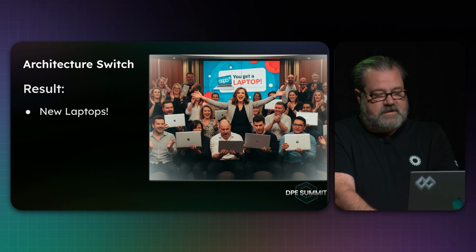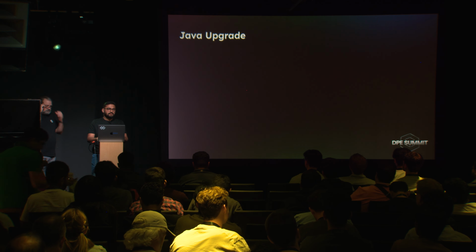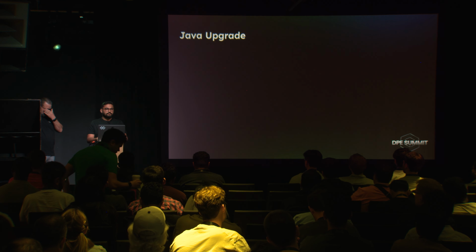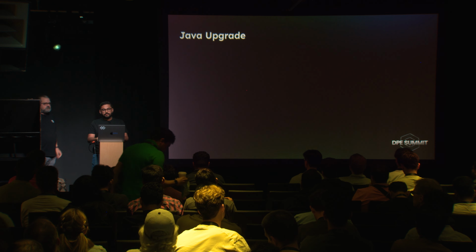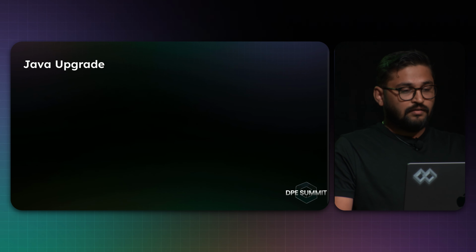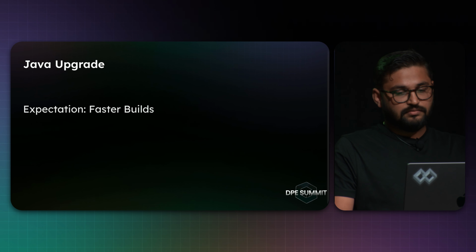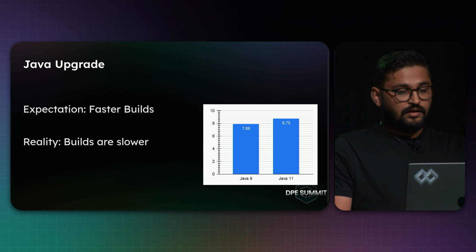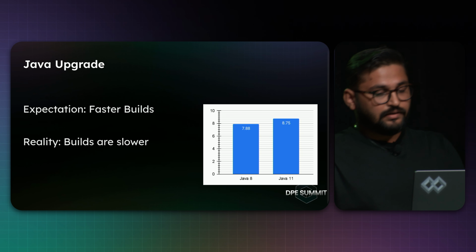So we're going to next talk about our Java upgrade story. So even as developer productivity engineers, changes in organizations are often driven by things which are not really concerned about build performance. We were in the process of upgrading our Java code base to use Java 11, and to be honest, we were hopeful we would see performance gains as we are always promised with new Java upgrades. But our reality was that the builds got even slower, in the range of 10 to 12%.